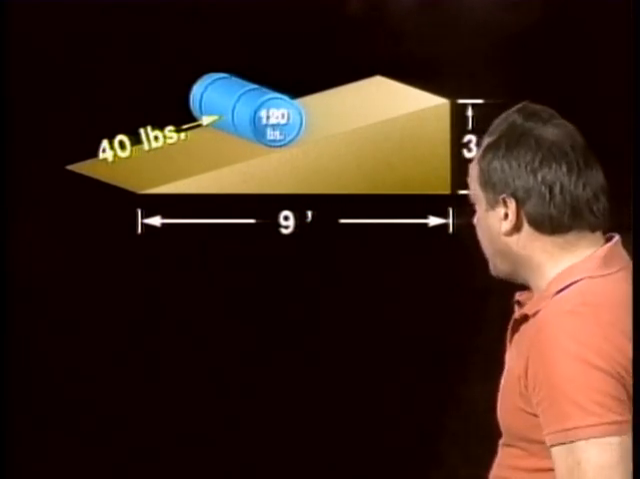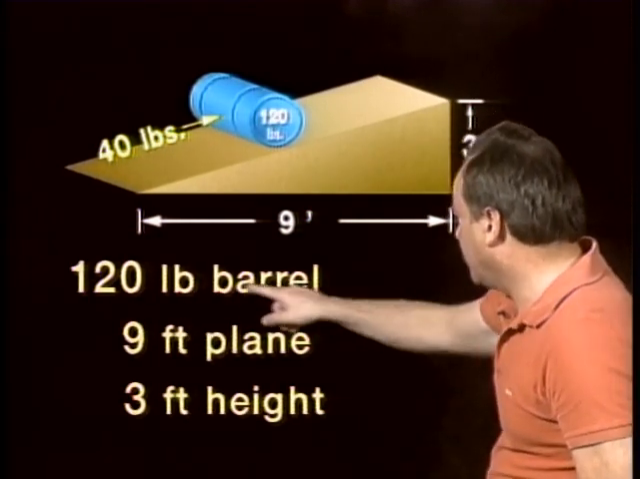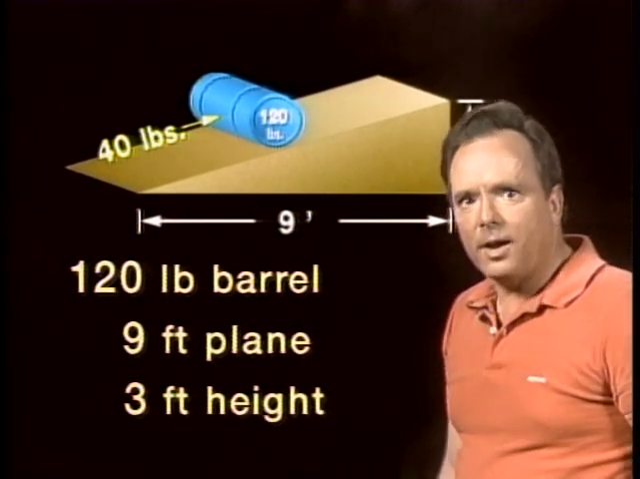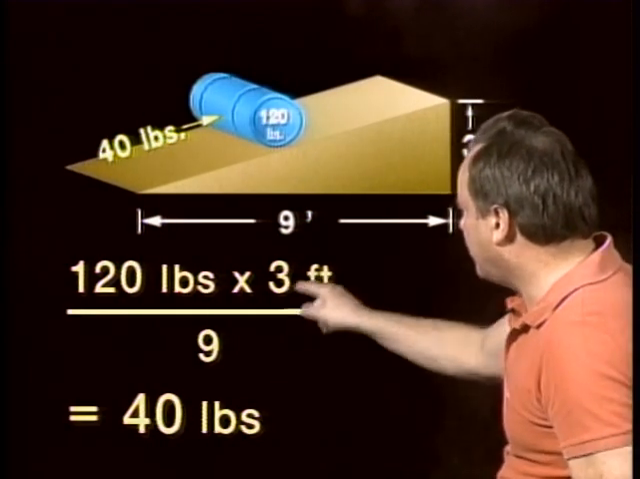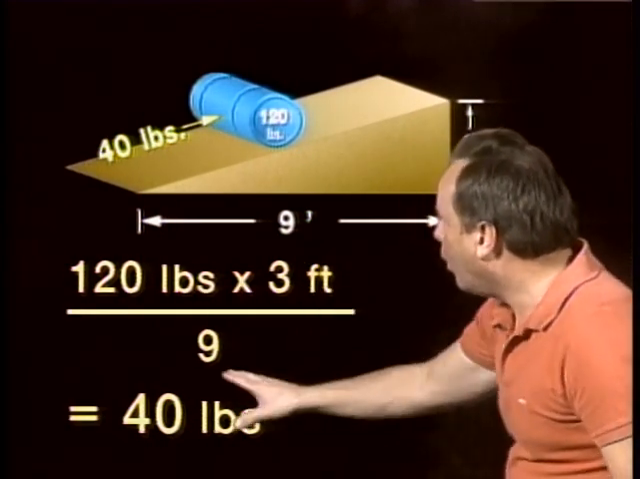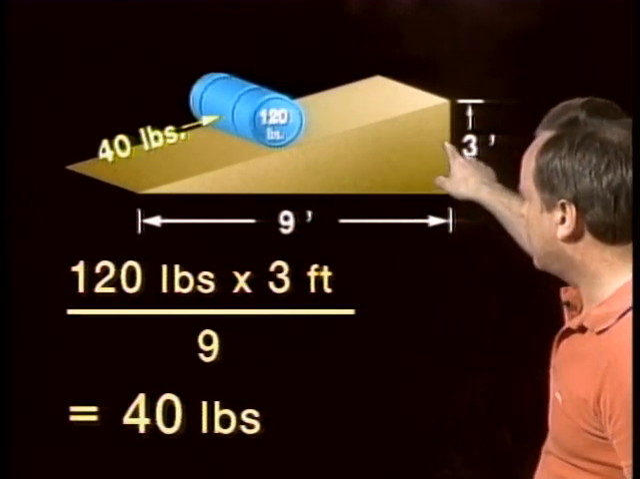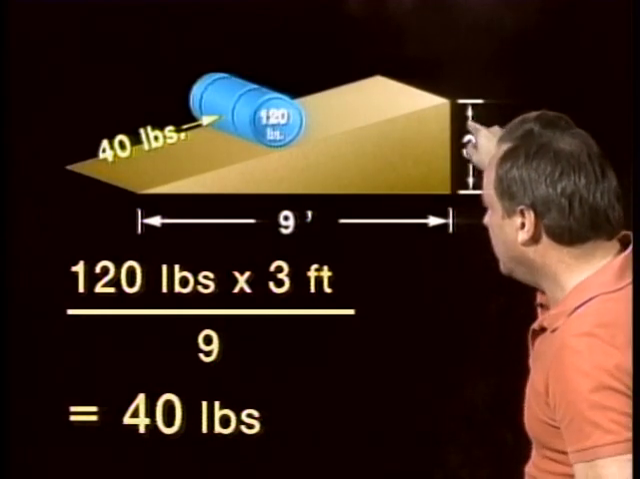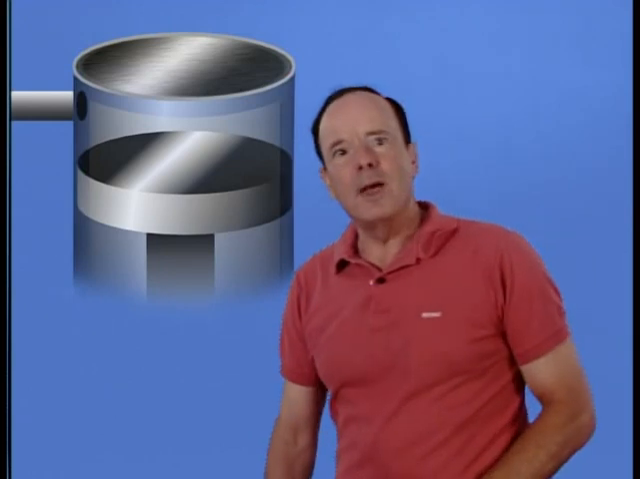So let's take a look at the actual numbers in this particular case. You have a 120-pound barrel, a 9-foot plane, and a 3-foot height, and as it works out in the formula, it'll be 120 pounds times 3 divided by 9. It's a ratio of 3 to 9, or 40 pounds. And you use your electronic calculator. So you can see that it takes 1/3 the force to move that barrel up because this ratio is 1 to 3.